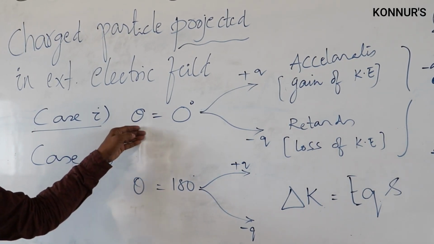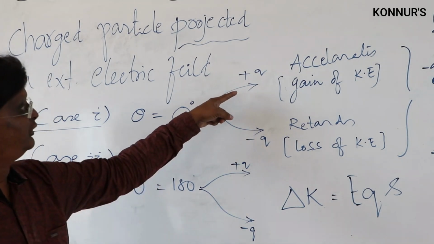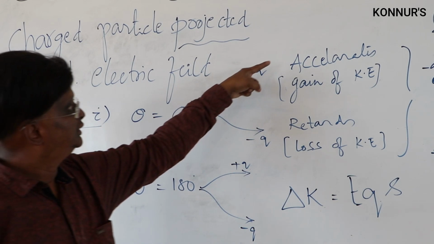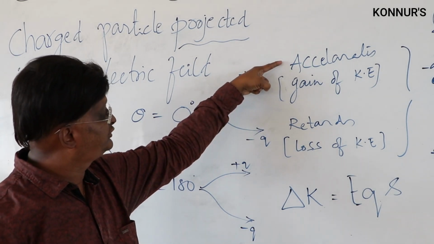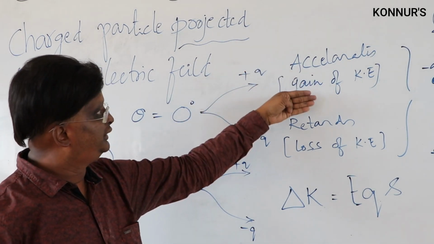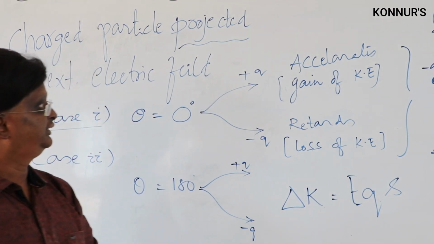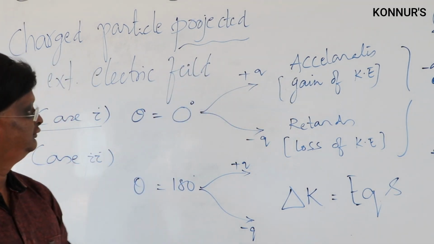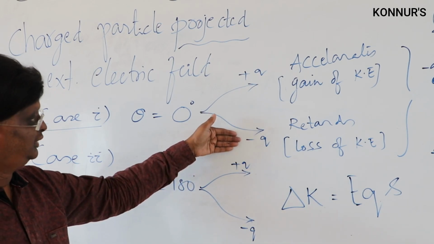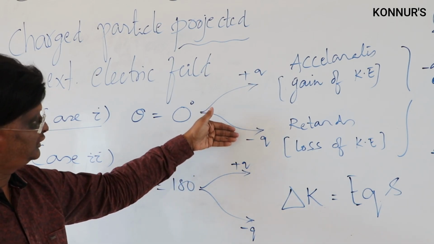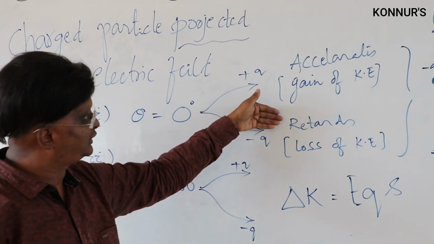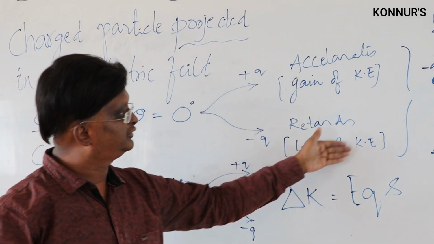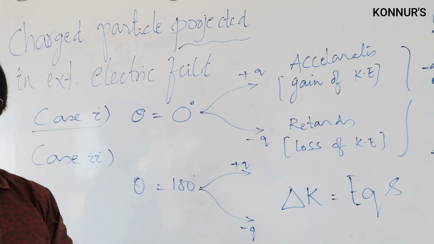So because of that, if it is a positive charge projected parallel to the electric field, it accelerates, that is velocity increases and gains kinetic energy. So it is acceleration and gain of kinetic energy for positive charge, whereas for negative charge projected parallel to the electric field, it will acquire retardation. It retards, velocity decreases, and therefore it is loss of kinetic energy.